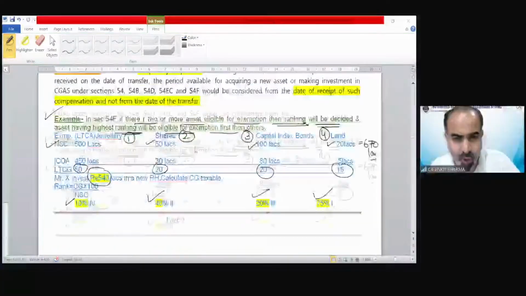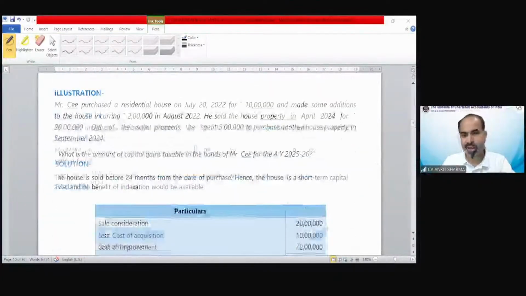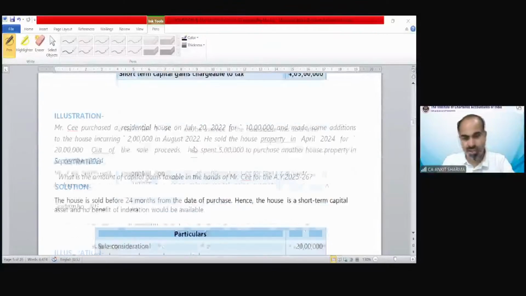So I have asked you to go through these examples and notes in the last session. If you have any query regarding these examples or notes, you can ask me.